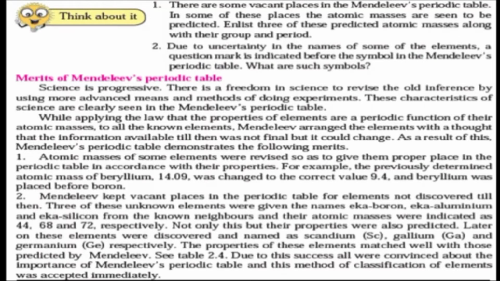Now we are going to look at the merits of Mendeleev's periodic table. Mendeleev revised the atomic masses of some elements and placed these elements according to their properties. For example, previously the atomic mass of beryllium was 14.09 and was changed to the correct value of 9.4. Thus, beryllium was placed before boron.